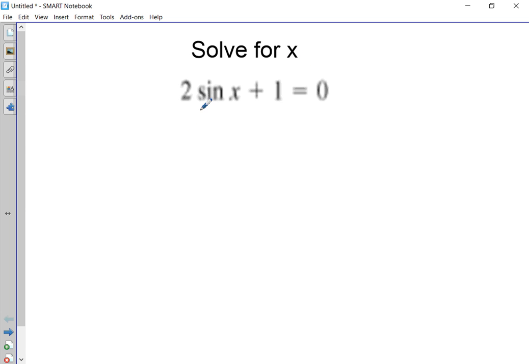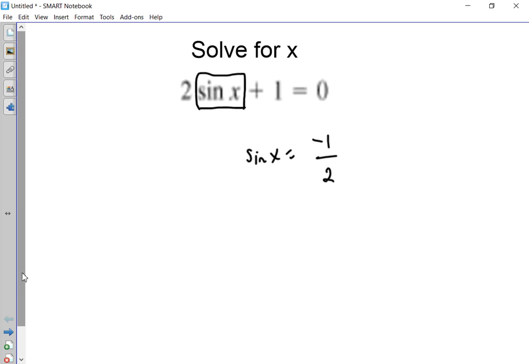Without further ado, let's solve this. How do you solve for a trig function? The first thing is to realize that this trig function is a function itself, so we need to get the x in the function by itself. We're going to do a little algebra. We're going to subtract 1 over here, then divide by 2, and then we have sine of x equals -1/2.